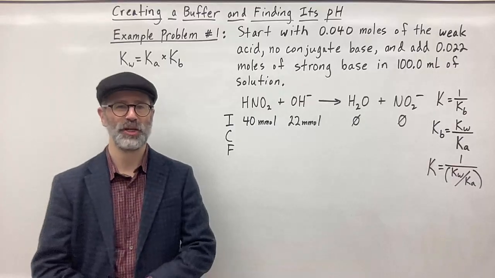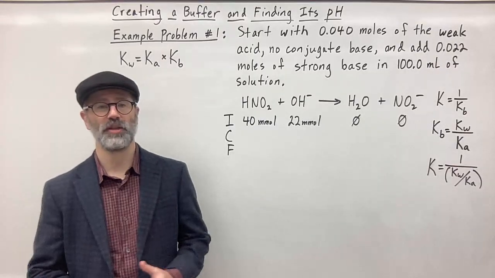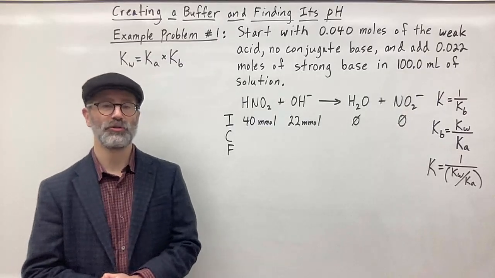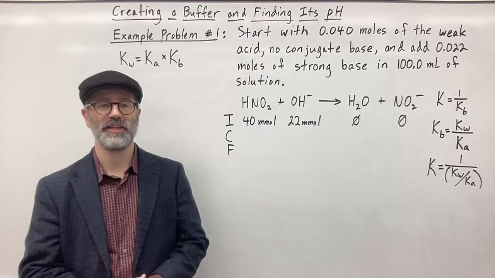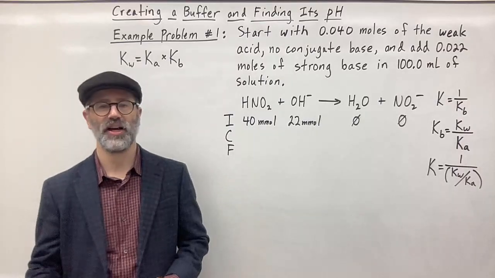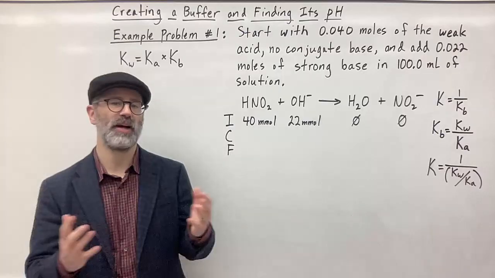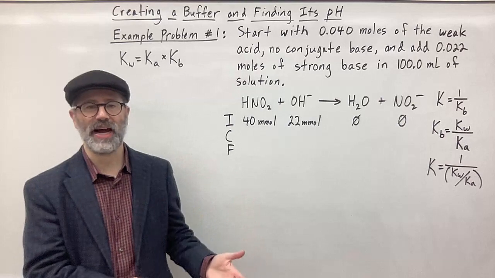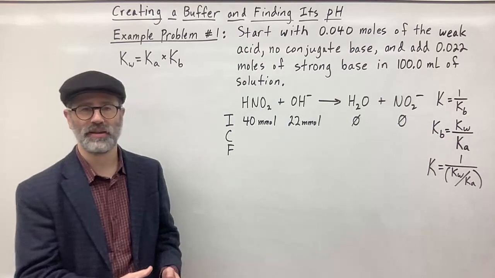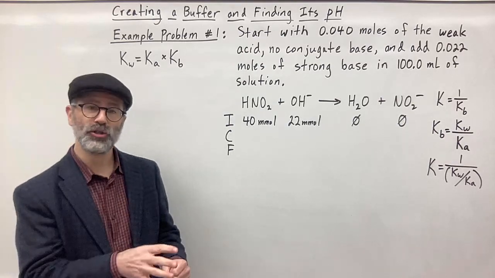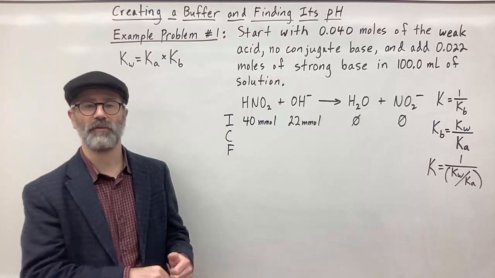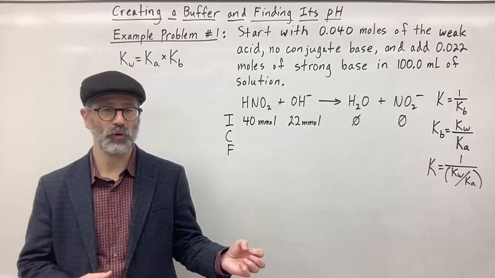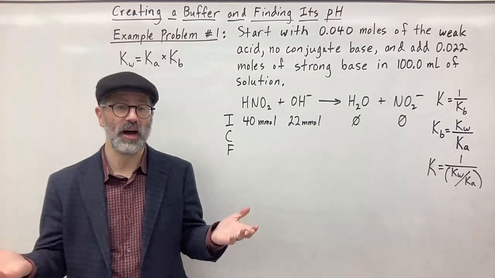Okay, so in my last video we talked about what a buffer was and what the two methods are of making a buffer, right? You could either just throw amounts of a weak acid and its conjugate base together, mix it in, and you've got your buffer. Or another way you could do it is by starting with just the weak acid and then reacting it with a partial amount of a strong base. So you add some amount of the strong base, it's going to react with the weak acid, creating leftover weak acid with its conjugate base, and you've got the buffer, right?